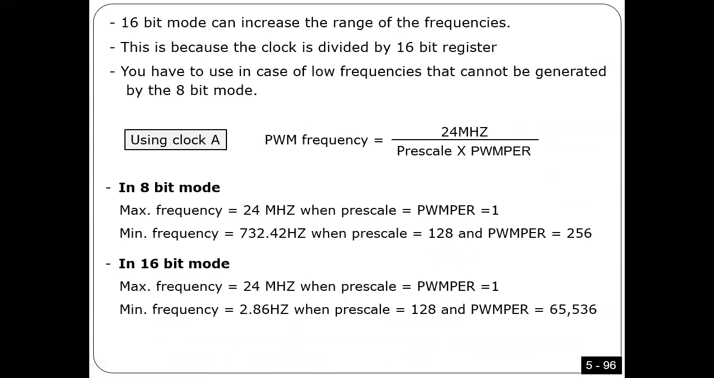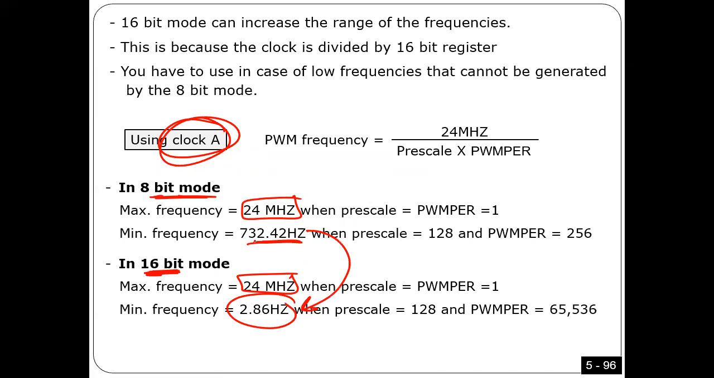However, I just want to show you some numbers. Here, if you use clock A, using 8-bit, that means this is my range from 24 to 732 hertz. However, if you use the 16-bit, 24 will be the same. But look, I can lower it from 732, because this one was 256. Now it's not gonna be 256. It's gonna be 65,536. So you're gonna divide by a bigger number.